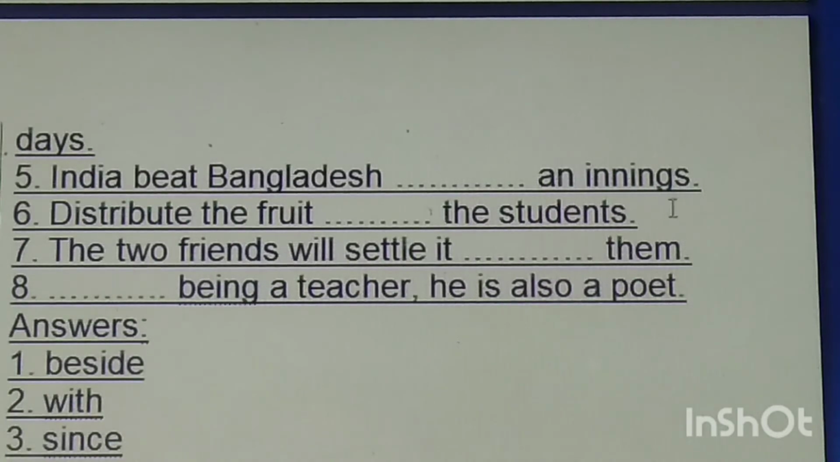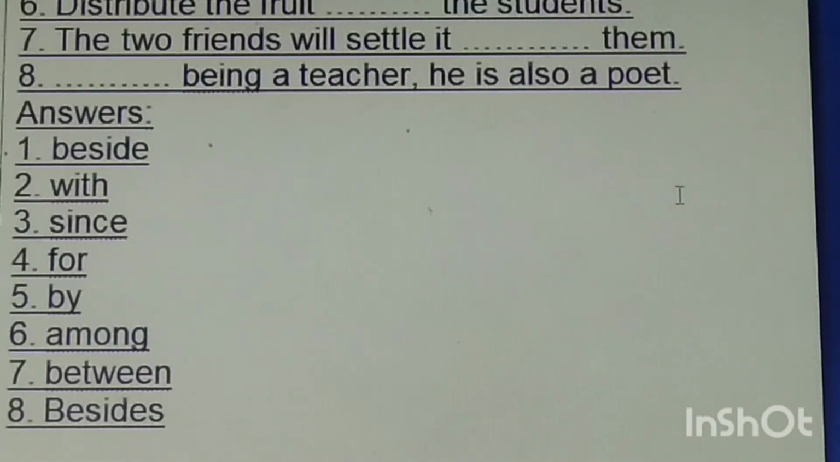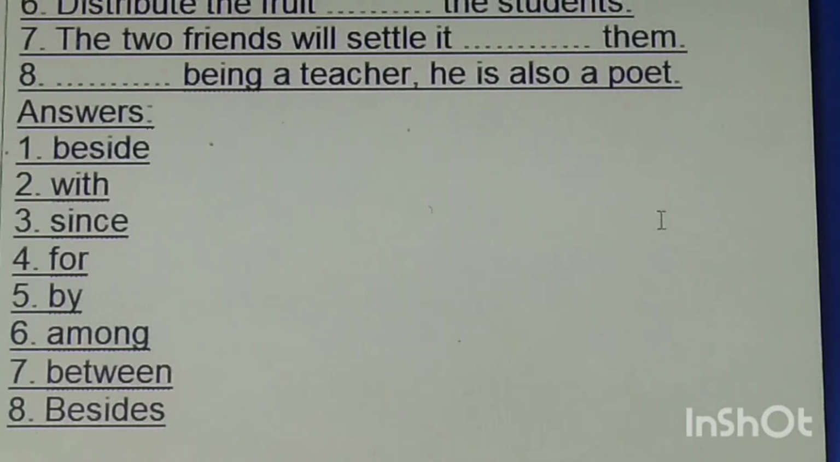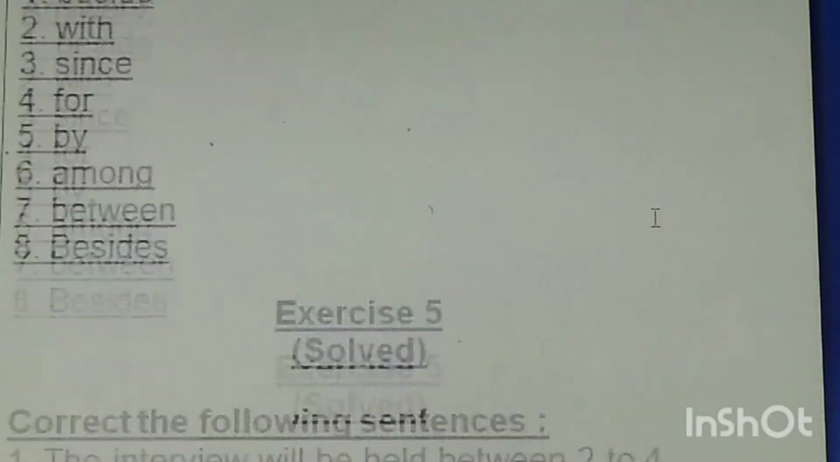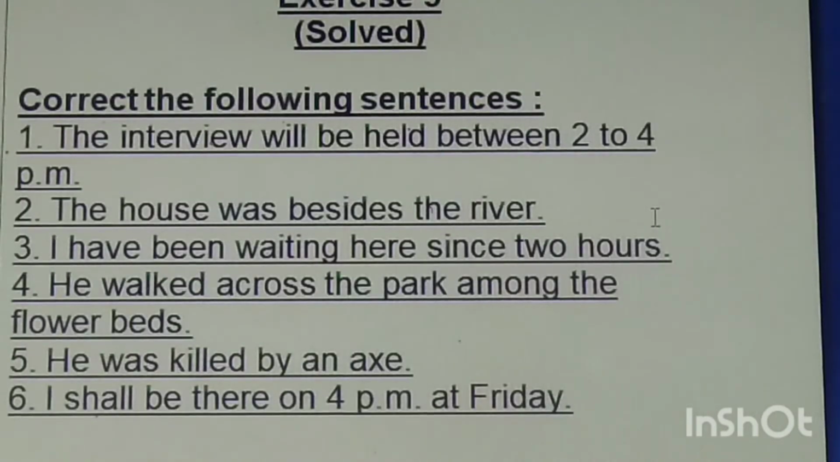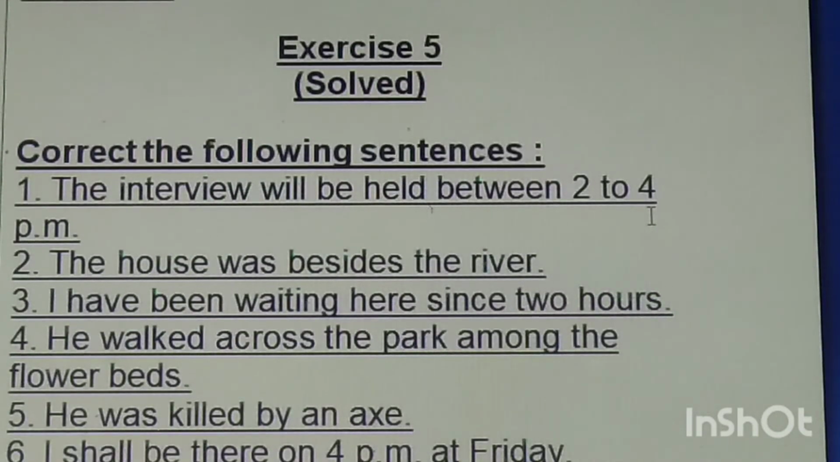Yes, 8. Okay, now here are the answers, children. Check whether you got all the answers correct or not. Beside, with, since, for, by, among, between, besides. I hope you got all the answers correct, children. Okay, very good. We move on to the next. So, one more exercise for you.